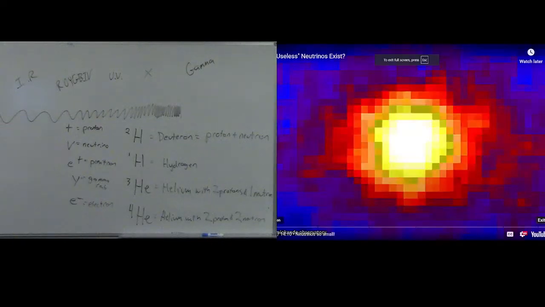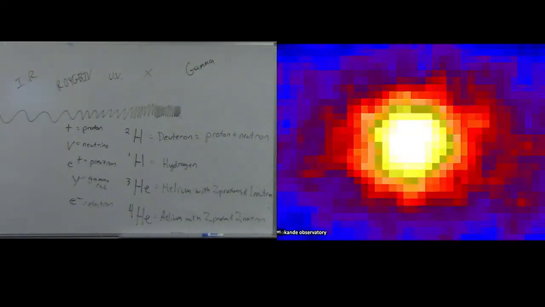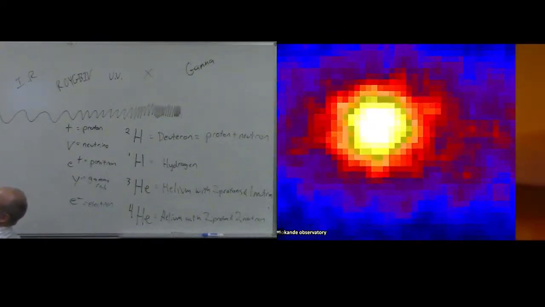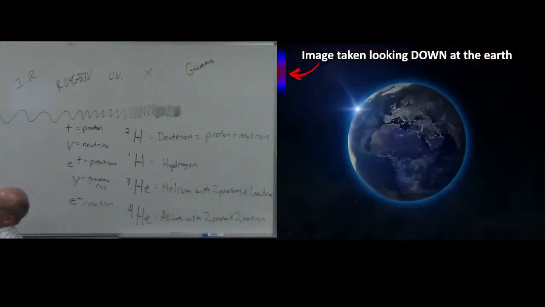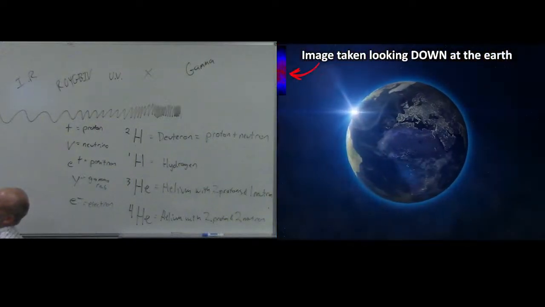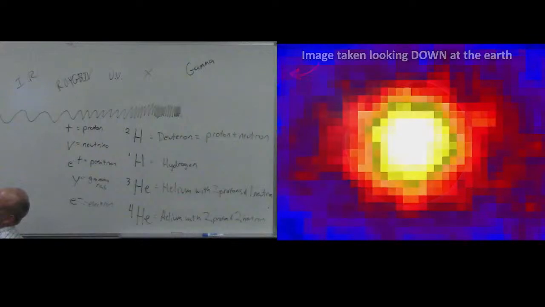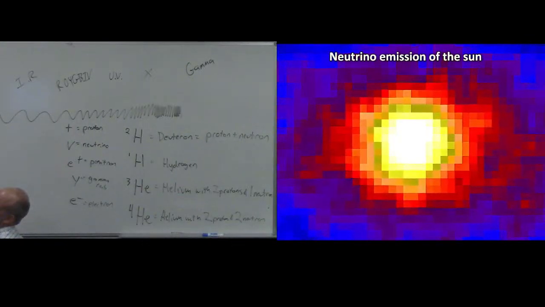The image that you're looking at is that of the sun. But here's the astounding part. It was not taken looking up at the sky, but taken looking down at the earth. How the heck is that possible? Well, this is a photo of the neutrino emission of the sun.